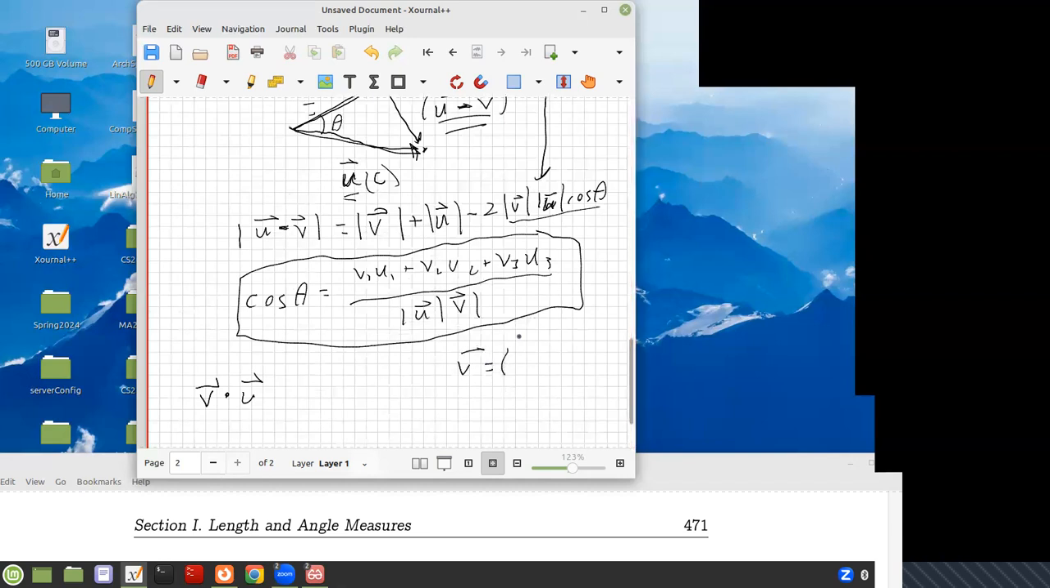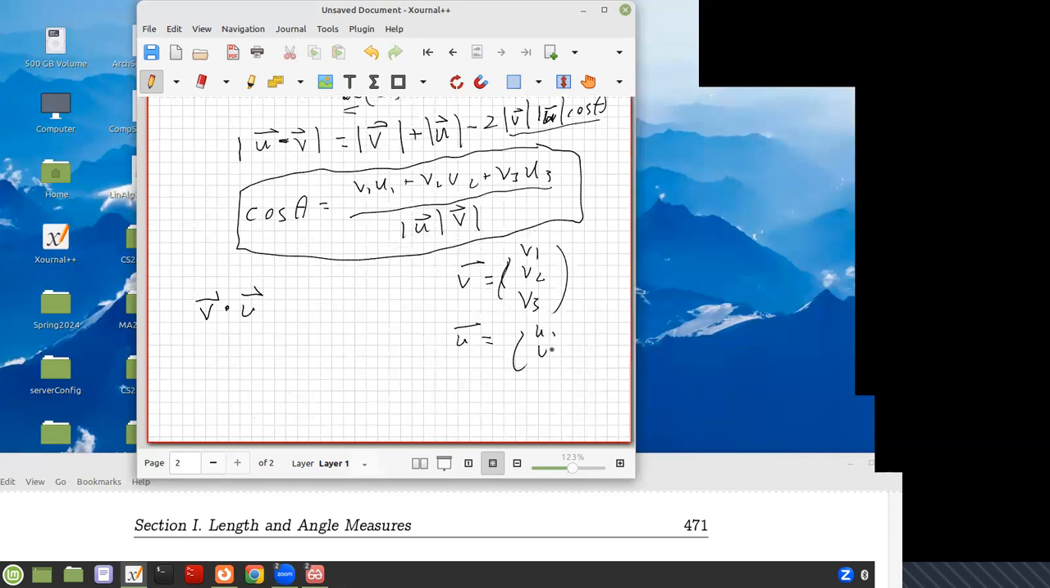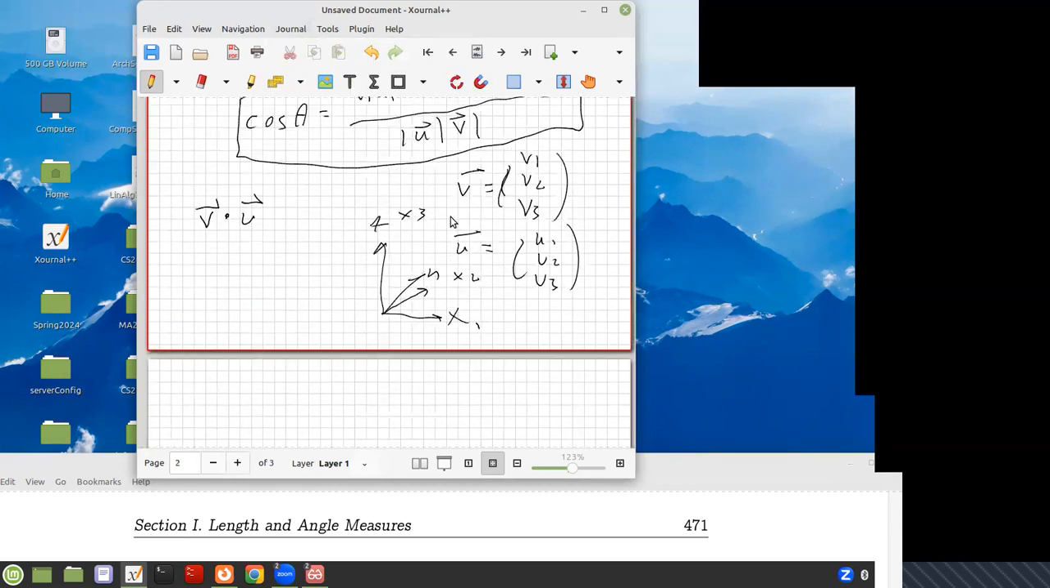V equals V1, V2, V3, and U equals U1, U2, U3. They're the components of the vectors in 3 dimensions, along X, Y, and Z, or X1, X2, X3. So I have some vector V here that has components along all 3 axes. Okay, so what I want to do is generalize this formula.